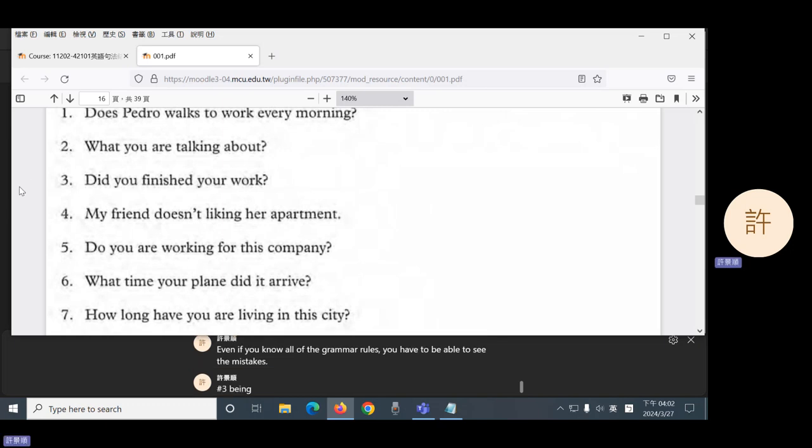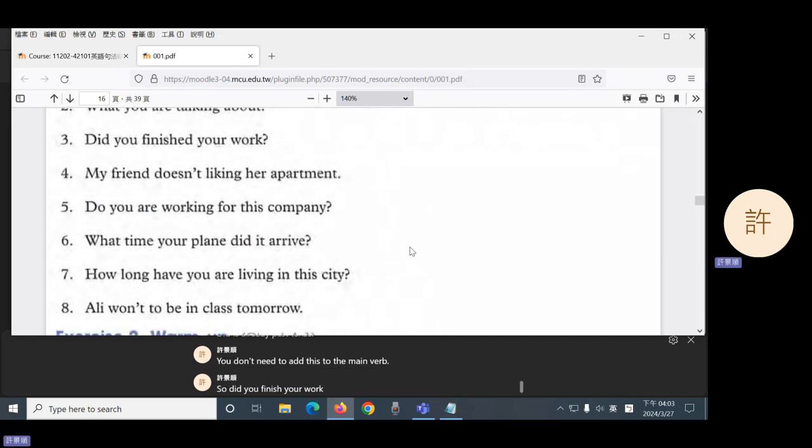Number three, 林瑄瑜。刘德一。Jasmine。就是田野十岁。I don't know how to say Japanese, sorry. 洪文星。洪菊。Hi, number three. I'm glad to see you can make it to class this week. Number three. Good. Did is already past tense. You don't need to add this to the main verb. So did you finish your work?